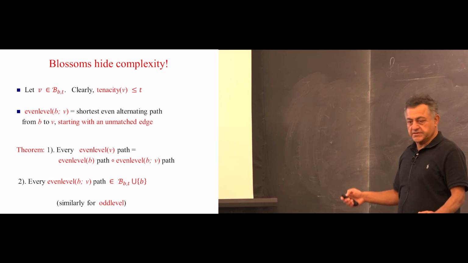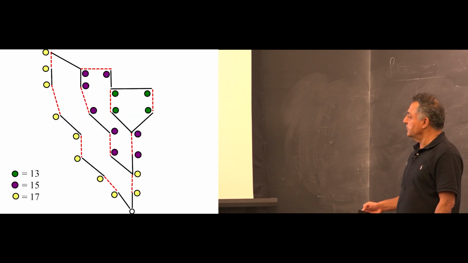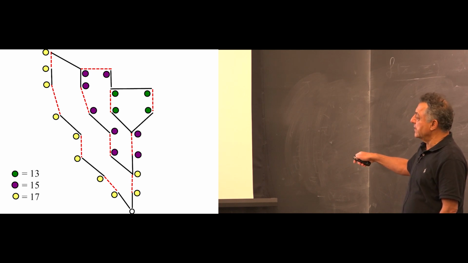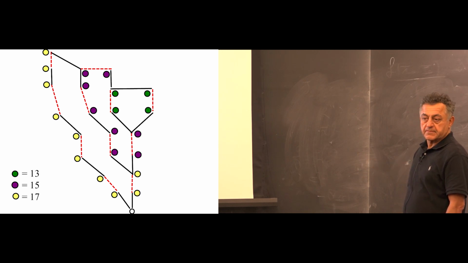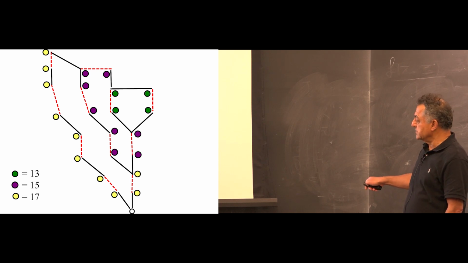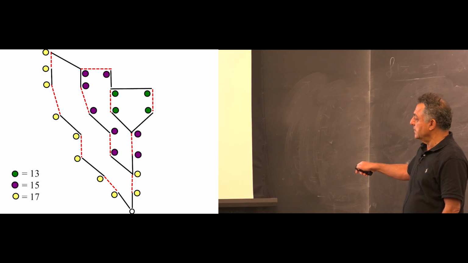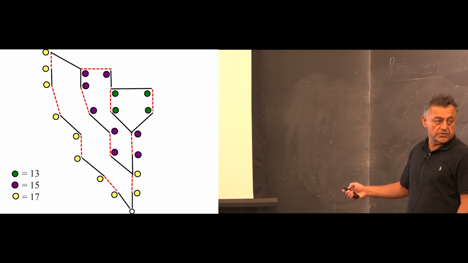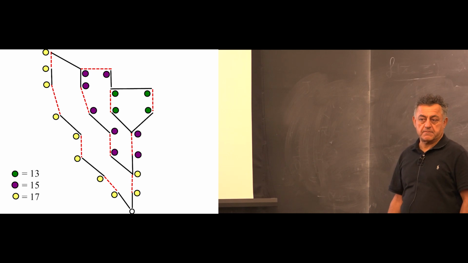Okay? And the same for odd levels. So for instance, this is the even level path to this vertex. It consists of an even level path to the base, followed by an even level path from B to V. And this last part is completely contained in this blossom. So for example, what is the even level path to this vertex? Okay, its even level path goes like this. And this part of the path is completely contained in the purple blossom, sitting on this base. And you just concatenate that with the even level path to this base, and you get the even level path to this vertex. Yes, sir?